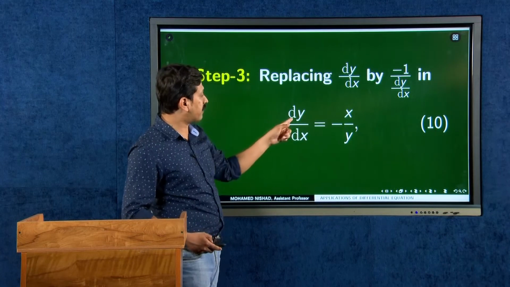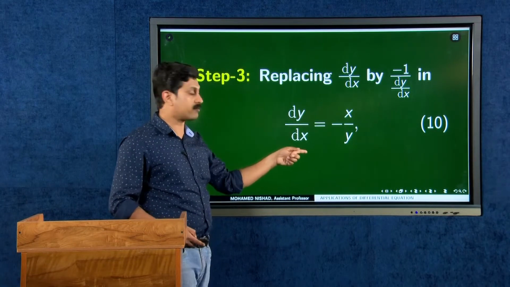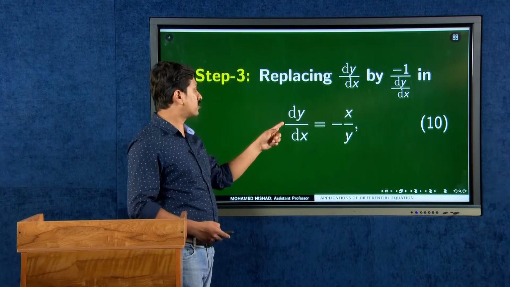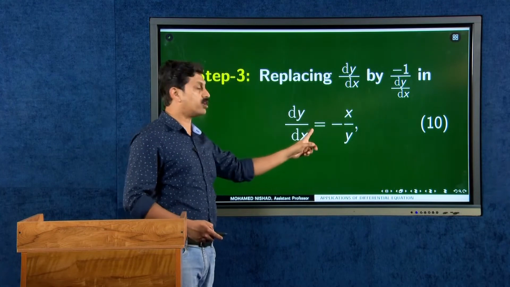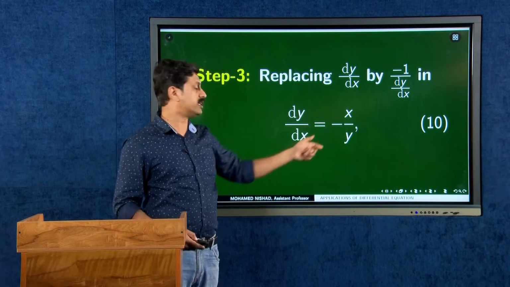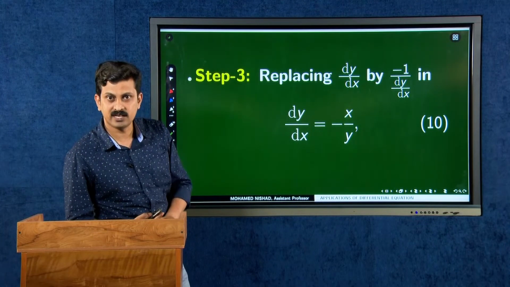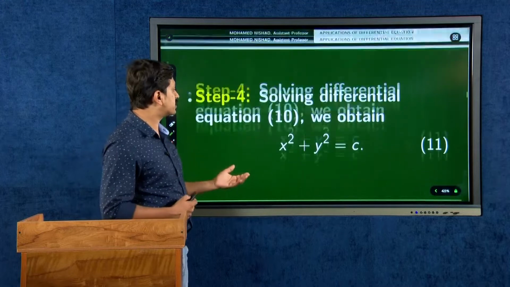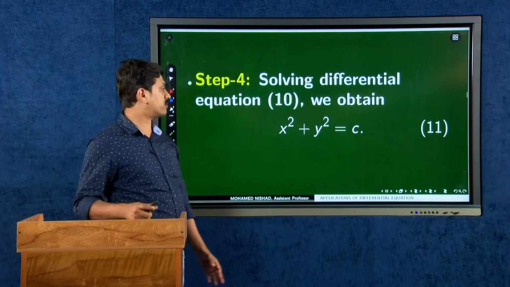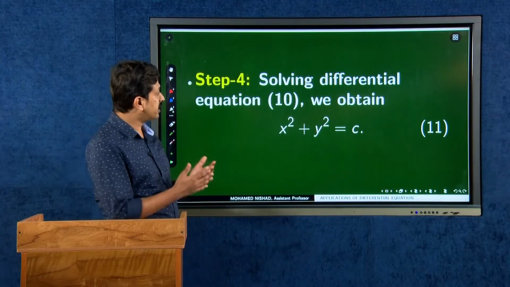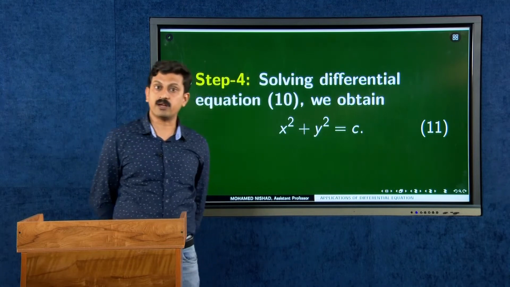So, we will have y square by 2 plus x square by 2 is equal to c, that is equal to x square plus y square whole divided by 2 is equal to some c, that is x square plus y square is equal to 2c. I would like to replace 2c with another c, an arbitrary constant: x square plus y square equal to c. See here, we got equation number 11.